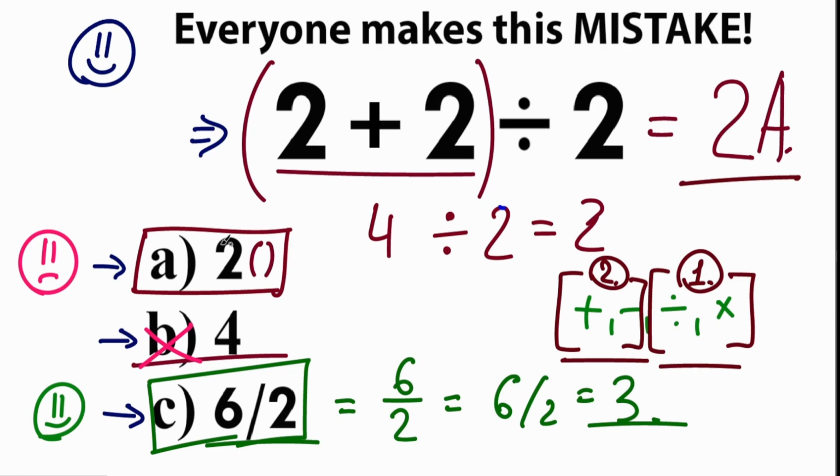So option A is the correct answer with parentheses right here. Without parentheses, the correct answer is 3, because the division and multiplication mixture is all the time before the addition and subtraction mixture. Here is our main rule.